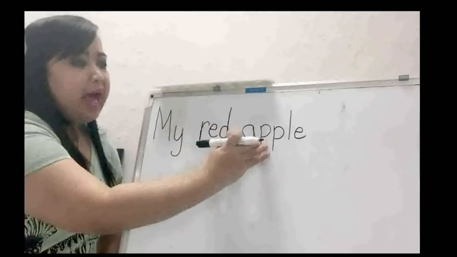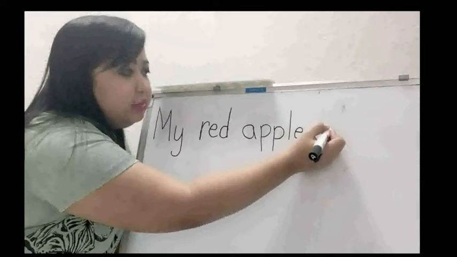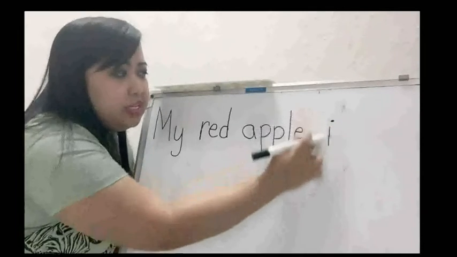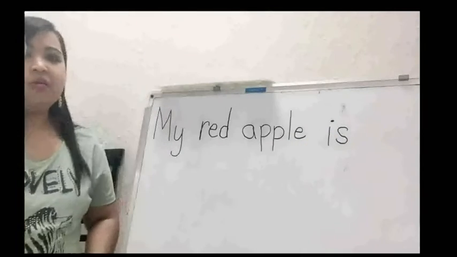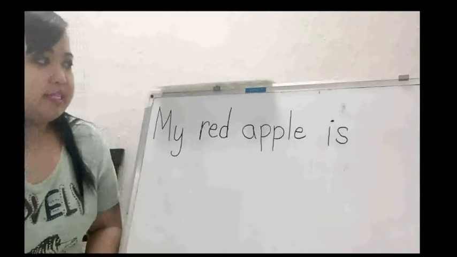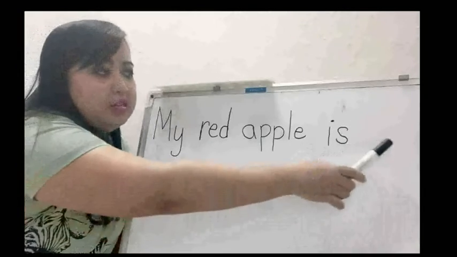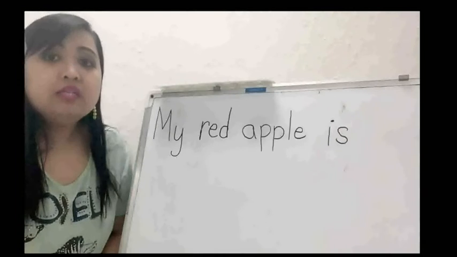My red apple is. Let's write the word is. Don't forget, you need to have a space in between. Is. There you go. The last word of our sentence is, my red apple is. I think I still have a space to write it. Small.